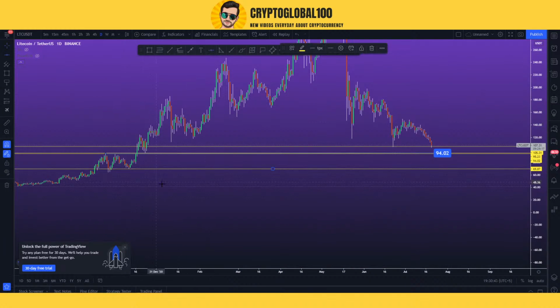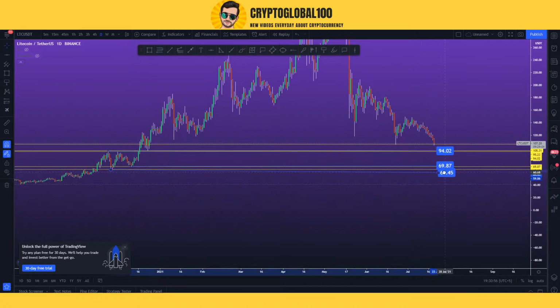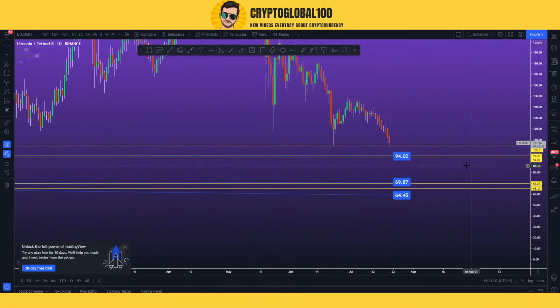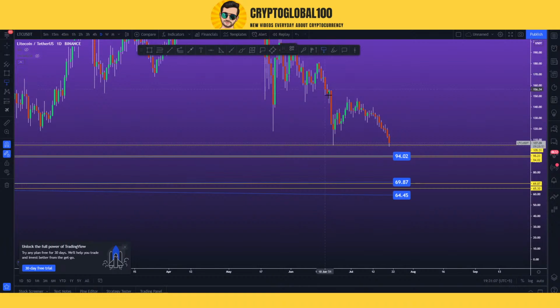Now let me show you this one and this area as well. Simple theory, simple common sense, nothing else. So these are the levels. If LTC stays above the level of 104, we will be going in the upward direction, otherwise the price is going down.